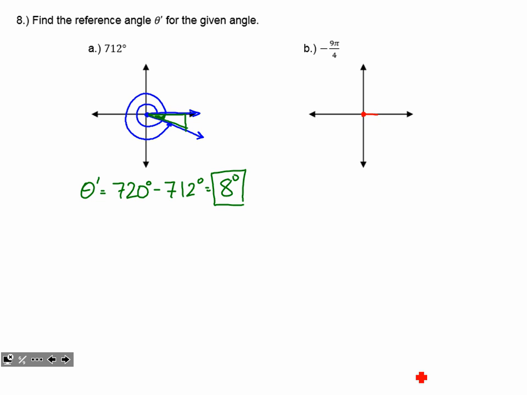Letter B, 9 pi over 4. Well, if I were to go 8 pi over 4, that's a complete circle. I need to go an extra pi over 4. So there is my angle drawn in standard position. And if I connect that to the positive x-axis, there's my reference triangle. Reference angle, of course, happening inside at the origin. And this time I'm connecting it to the x-axis.